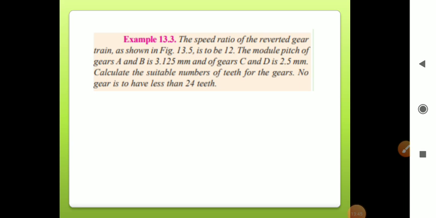I will repeat once again. The speed ratio of the reverted gear train as shown in the figure is given, that is 12. The module of gears A and B is 3.125, that is MA equals MB equals 3.125. Again for gears C and D it is 2.5, that is MC and MD equal 2.5. Calculate the suitable number of teeth for the gears. That means they ask for the number of teeth of the gears. No gear is to have less than 24 teeth, that means the number of teeth of the gears must be more than 24. That is the criteria given.